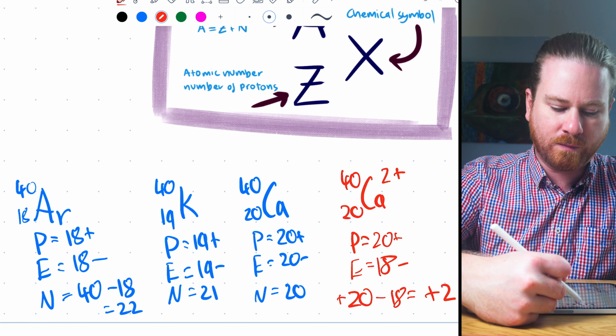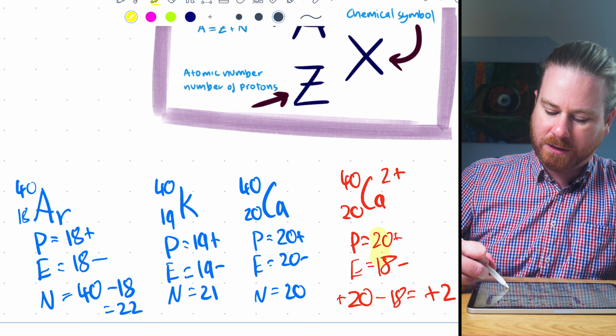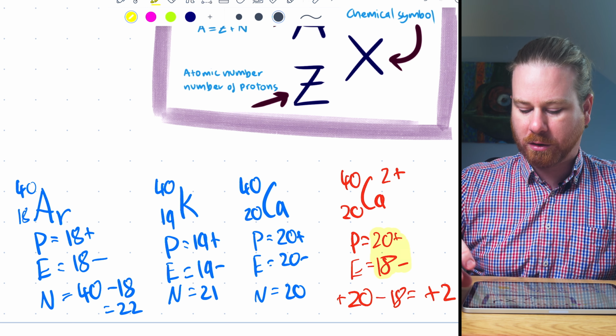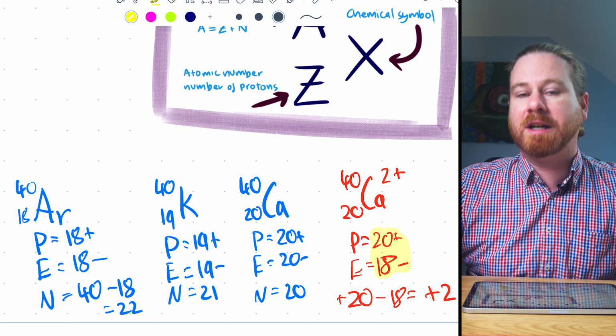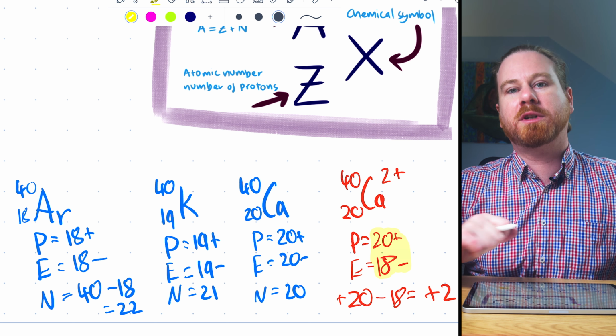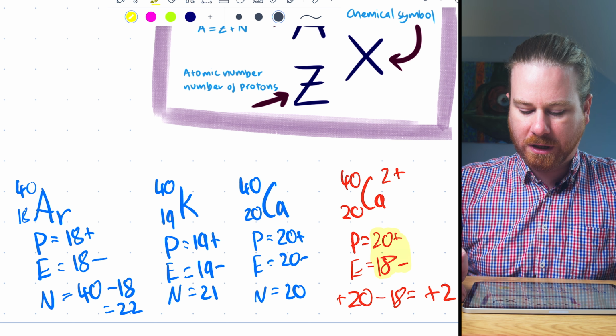It's when there is a different number of electrons. The number of electrons can change, the number of protons can't. This is really important, especially when we look at how compounds are formed.